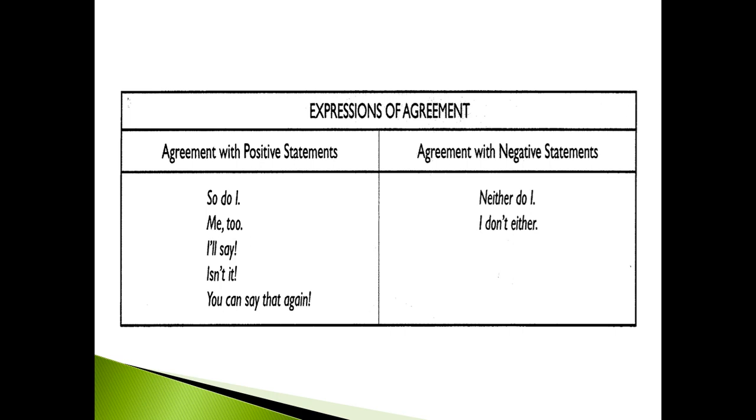Sedangkan dengan agreement dalam statement negatif, kita bisa mengatakan dengan neither do I. Aku juga tidak berpikir seperti itu. Atau aku juga tidak menyukainya. I don't either. Sama seperti yang di atas. Neither do I. Atau I don't either. Memiliki makna yang sama. Oke. Jadi ketika bertemu dengan ungkapan seperti ini, maka jangan ragu-ragu untuk mengatakan bahwa that is expression of agreement.